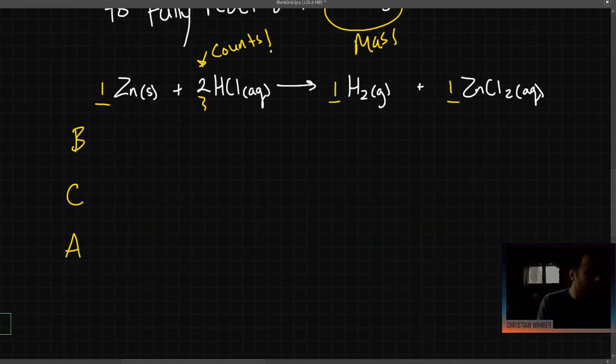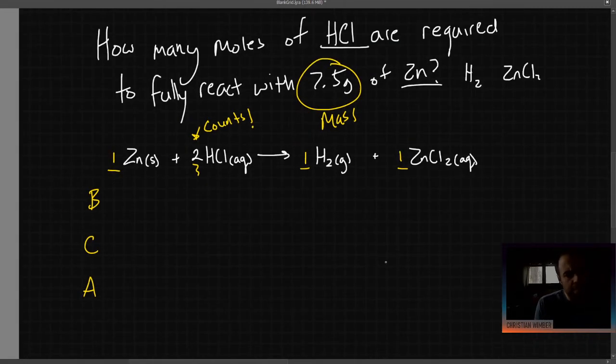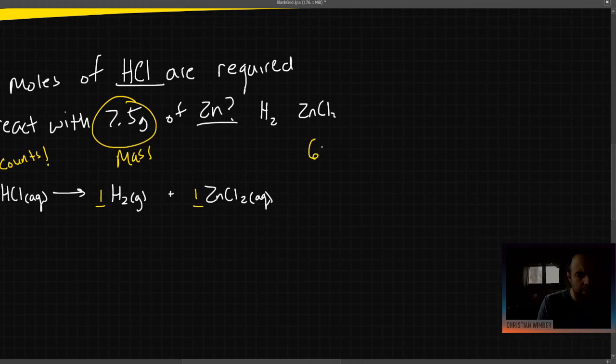So back to the beginning here. 7.5 grams of zinc. Well, we need to go ahead and convert that to moles. It's not too bad. 65.392 is the molar mass.